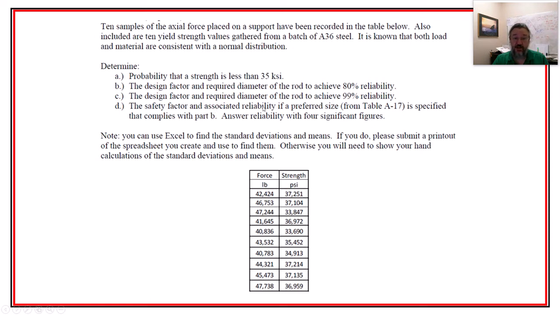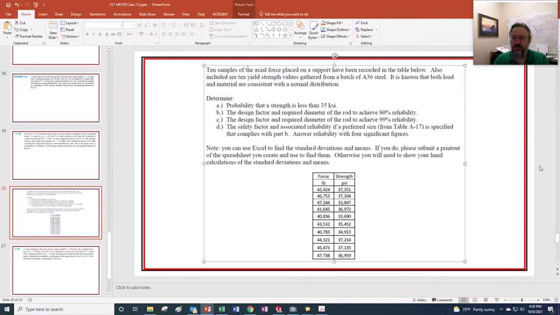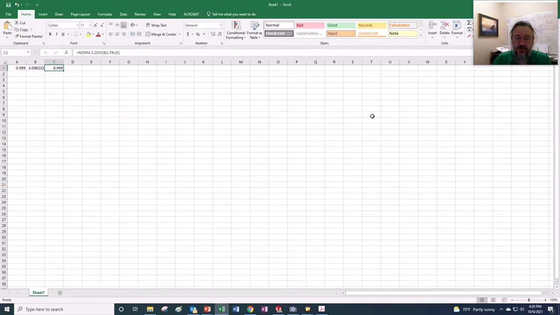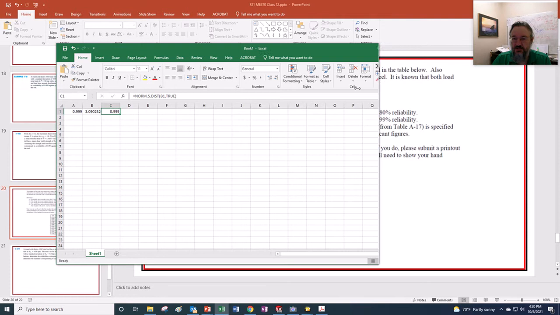And we want a safety factor and associated reliability if the preferred size is specified for this one right here, right? So we're gonna use this design factor with the 80% reliability. We're gonna pick out a preferred size, a diameter, and then we're gonna go back and say, what is the reliability now that we've used this? And there might have been something wrong with this problem, so there might be a reason why I didn't use it here. But let me start with an Excel spreadsheet.